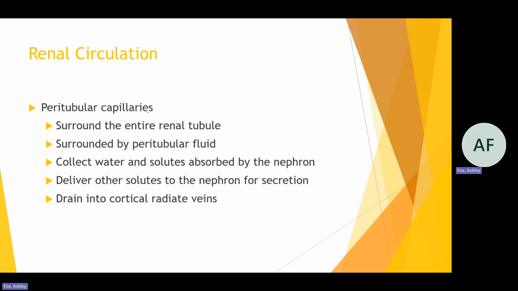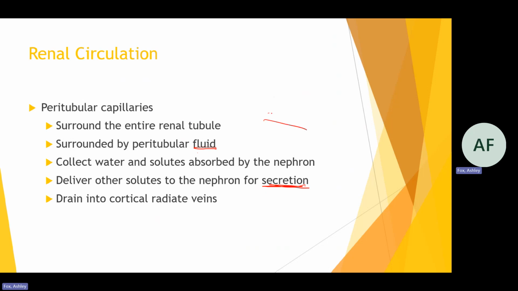So the paratubular capillaries are, again, around the renal tubules. It's surrounded, so when things are added and subtracted to the tubes, they are going to be in the paratubular fluid, which is sort of like the extracellular space. So it collects water and solutes that are reabsorbed from the nephron and can deliver anything that we need to get rid of. So if we need to get rid of them, we'll secrete it into the nephron from the paratubular fluid. So these capillaries are going to be associated with that fluid.